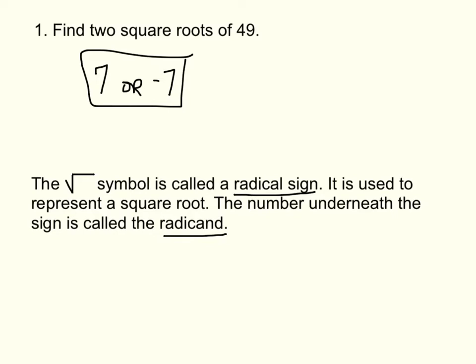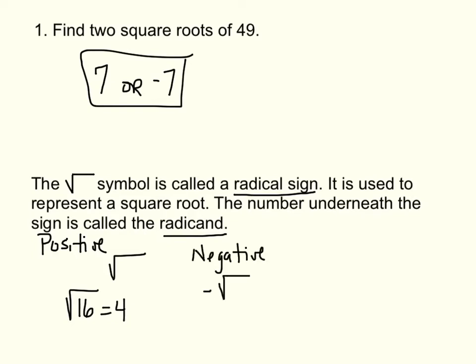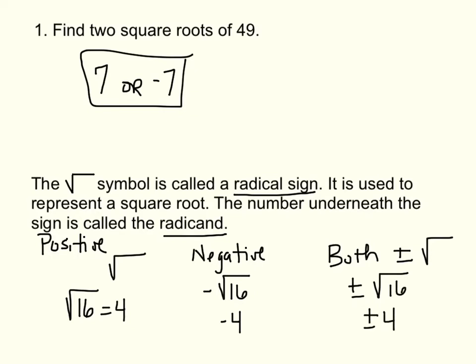So for example, if you are just given a square root, that's going to be a positive square root. For example, the square root of 16 is just going to give you 4. A negative square root is going to be a negative on the outside. So for example, negative square root of 16 will give you negative 4. Both positive and negative square roots would look like this: positive and negative square root of 16 would be positive and negative 4.